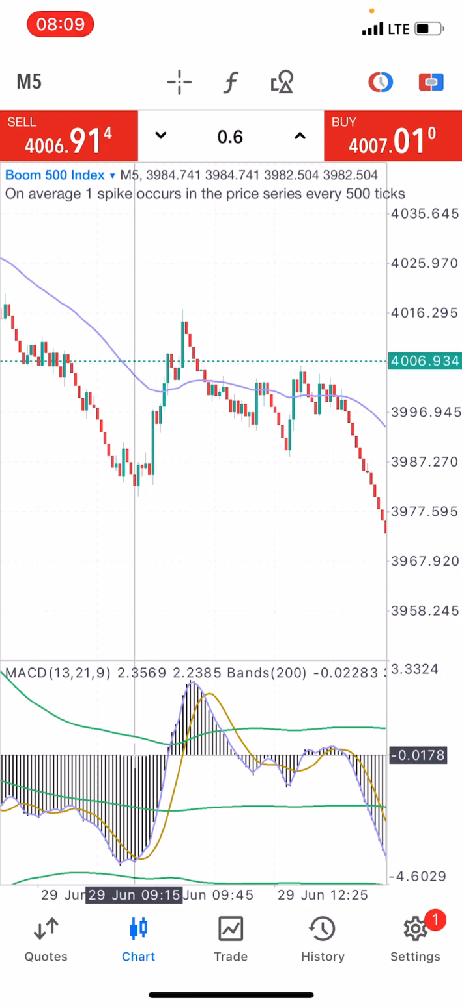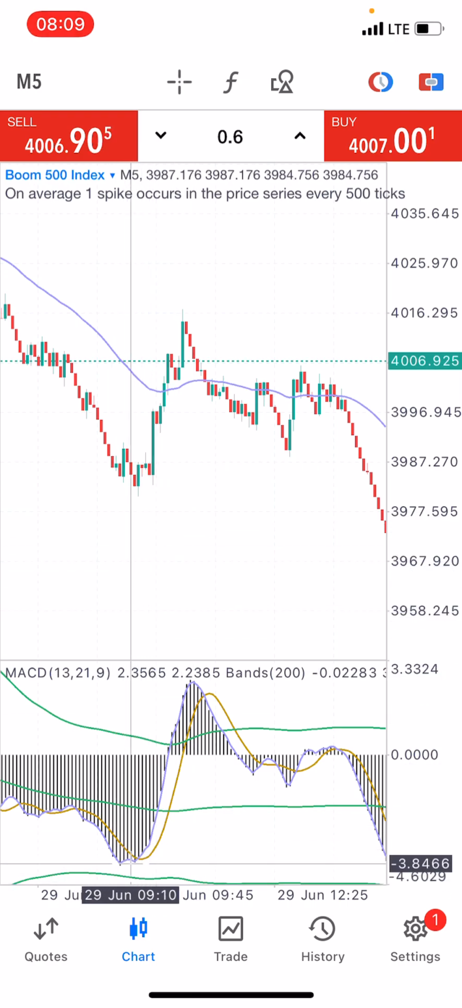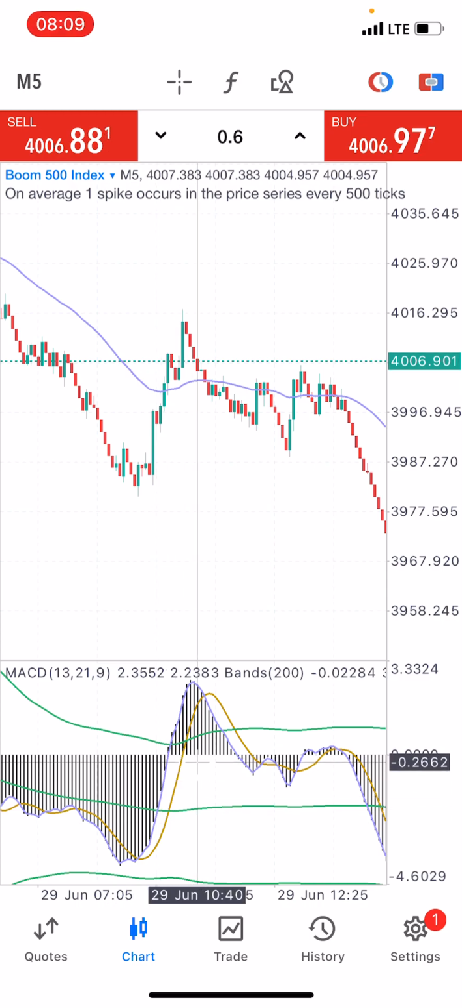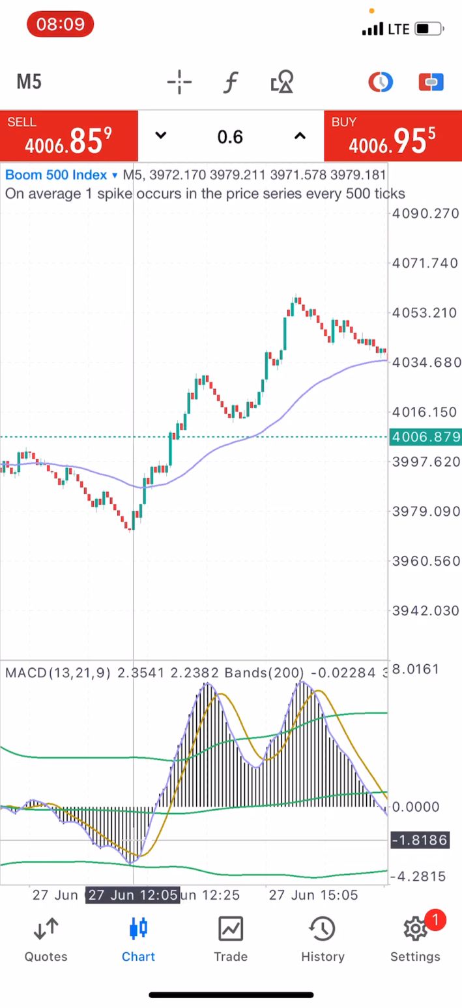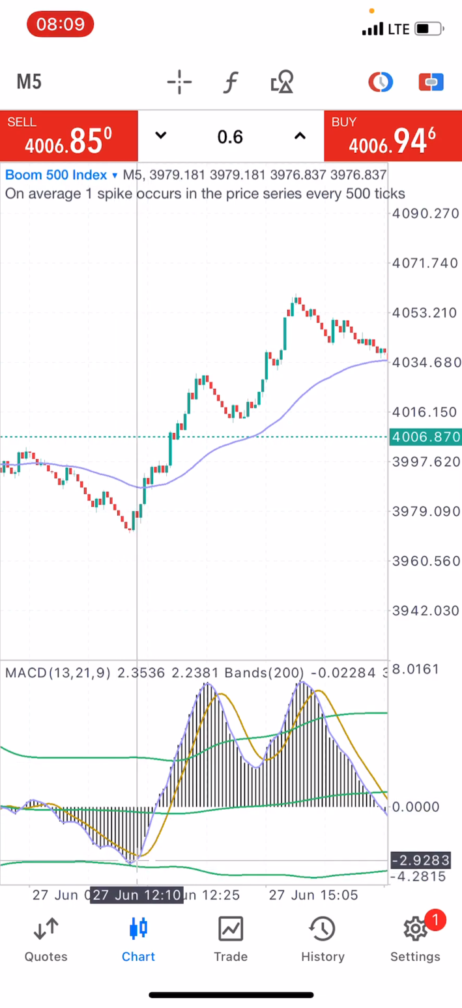So you see the same thing happened here. When there was a crossover, markets kept spiking. The same thing is going to be happening. If you just backtest it, that's what you're going to be seeing. Spikes. Once it gets here, there is a spike.